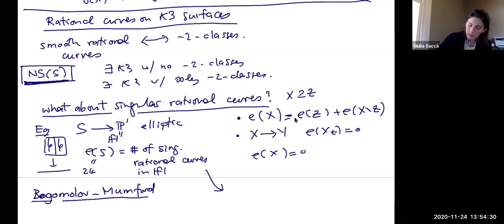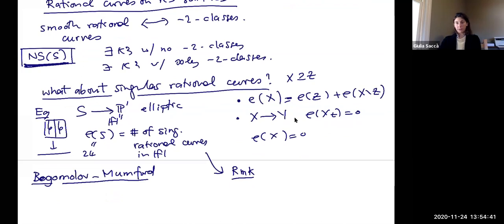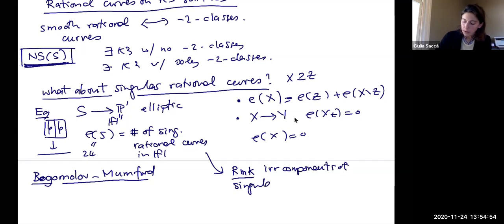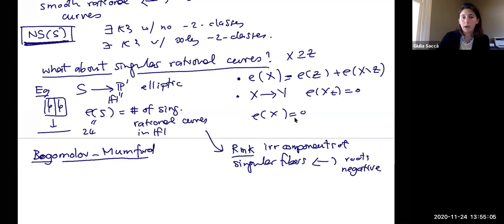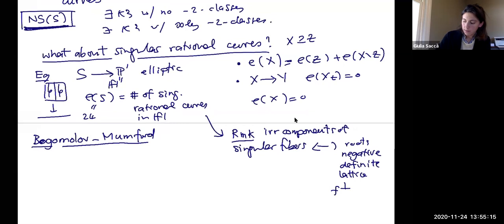And in fact, a remark is that in the non-general situation, where there are singular fibers that are reducible, the irreducible components of the singular fibers correspond to the roots of some negative definite lattice that is naturally associated to the fibration: the frame lattice, which is the orthogonal complement of the class defining the fibration, modulo the class itself.